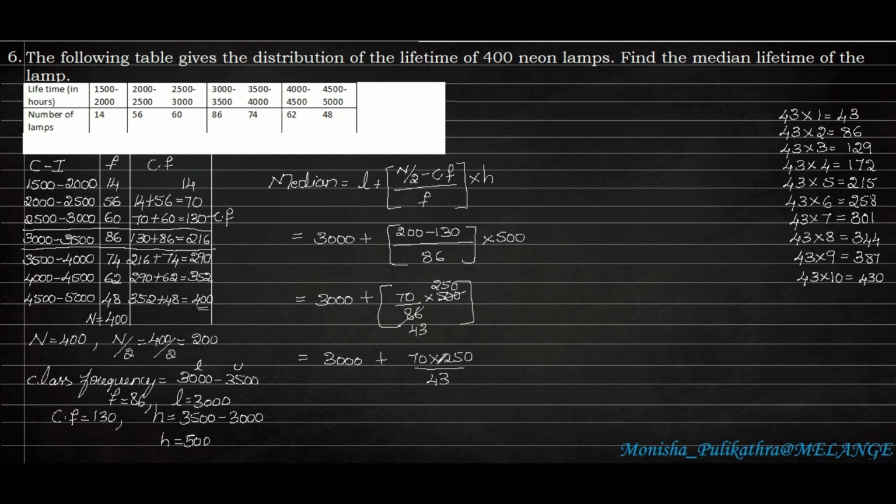Next we need to multiply these two. So 3000 plus 250 into 70. 7 5s are 35, 3 carries, 7 2s are 14, 17. So it will become 17,500. So 17,500 divided by 43. Either you can take LCM and use the cross multiplication method for this, or else you can divide 17,500 by 43. So I will be dividing this. That's why I have written the 43 table here.